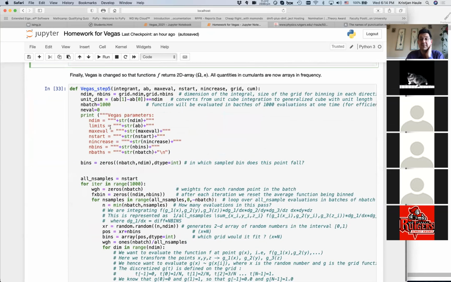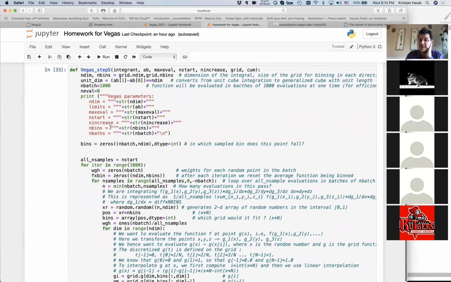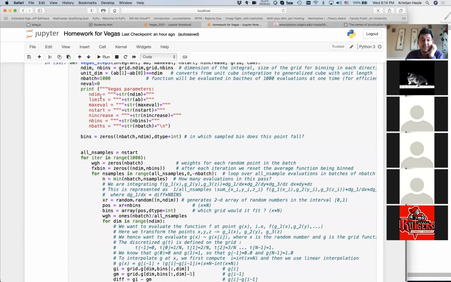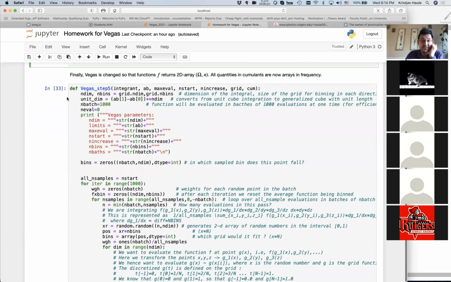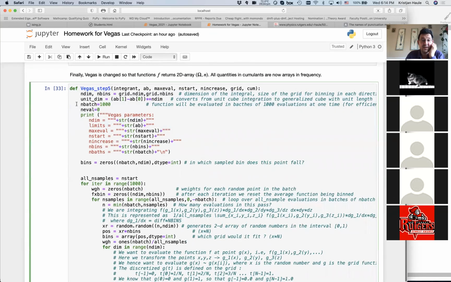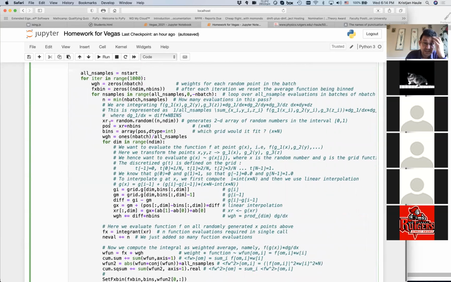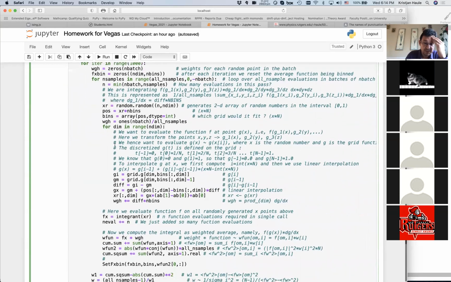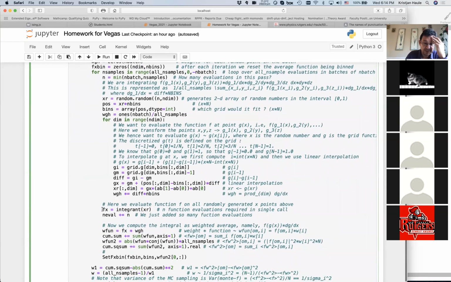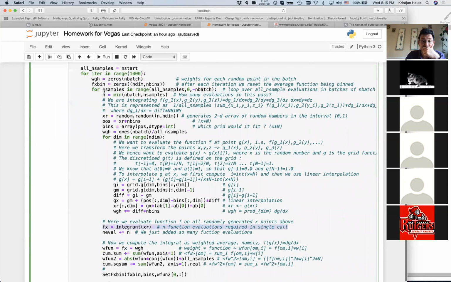And then finally, Vegas step 5 is similar to Vegas step 4, but it works with an entire array of frequencies. So how has it changed compared to the previous step, Vegas 4? So let's see. As far as I remember, all this part here, the input is the same. All this part up to here is the same. Then the difference has to do with evaluating the function. I guess up to here, there is no difference whatsoever.